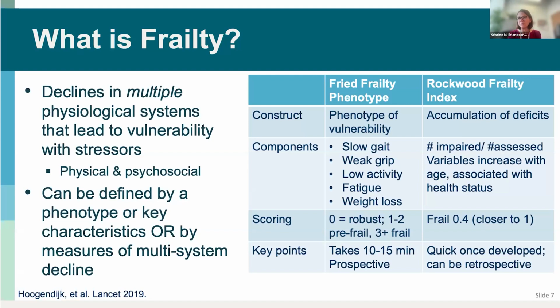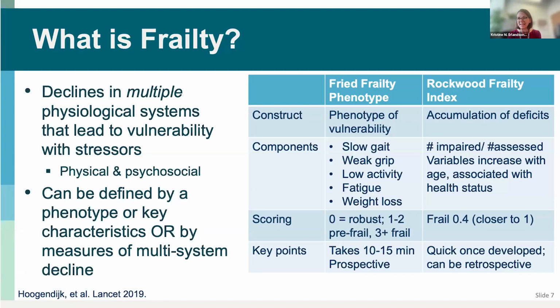The initial definition was developed using 5 different components, and we have different cut points for if someone has slow gait, weak grip, low levels of activity, fatigue, or weight loss. And then there are specific criteria. If someone doesn't have any of these impairments, they're considered robust or non-frail. If they have impairment in 1 or 2 of these categories, they're considered pre-frail. And if they have impairment in 3 or more, they're considered frail. The Fried frailty phenotype has been used in multiple different cohorts in people with HIV, and we have a pretty good estimate on the prevalence.